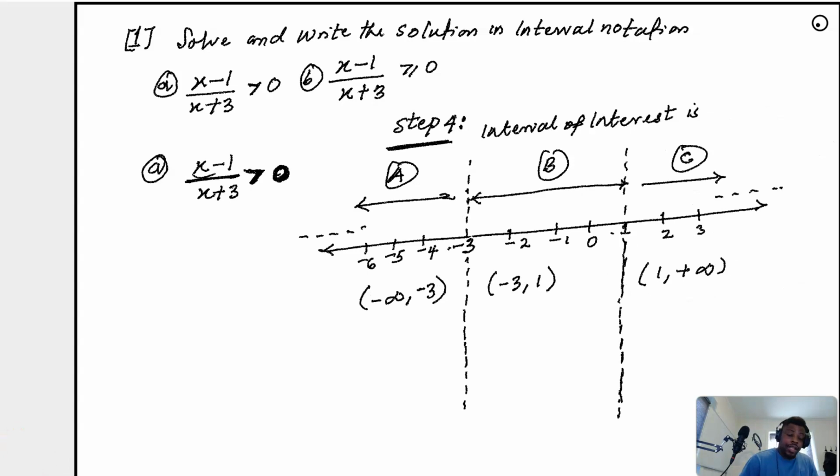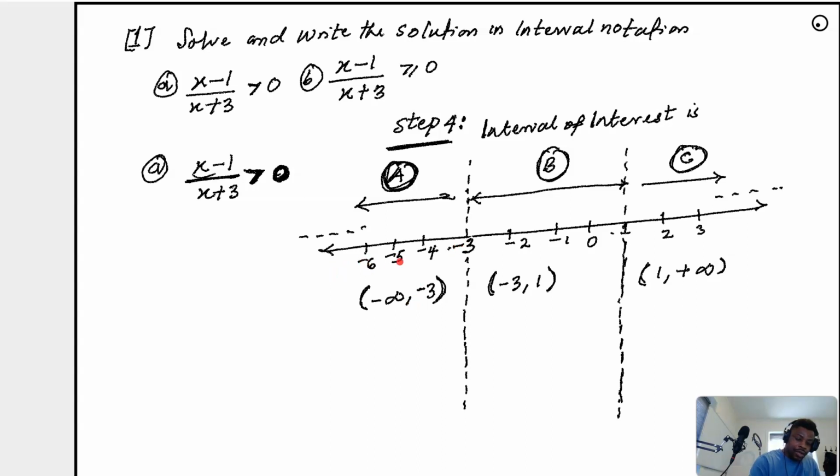Now step 4 is to get the interval of interest. I will explain. Remember, we already have our part A, part B, and part C, and every part has its own interval. Now we want to know which interval is of interest to us in this question. For part A, we have minus infinity, comma minus 3. Let's pick a number between minus infinity and minus 3.